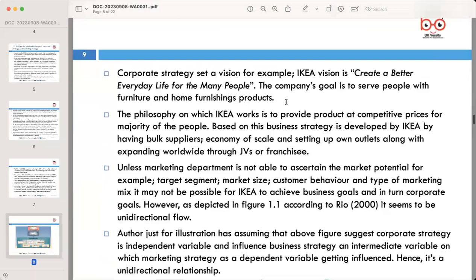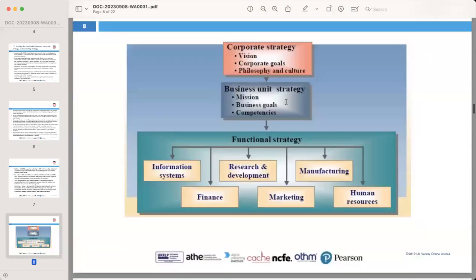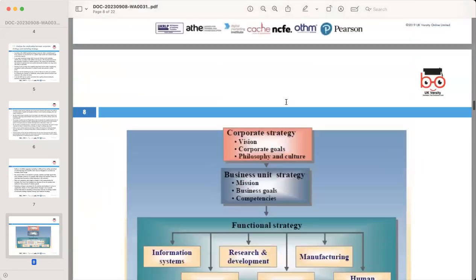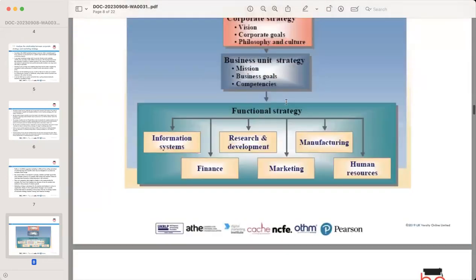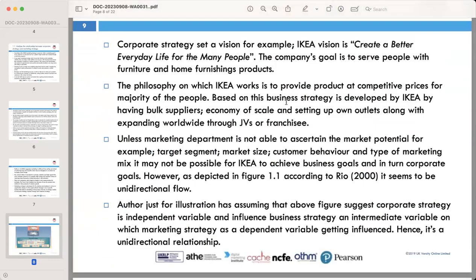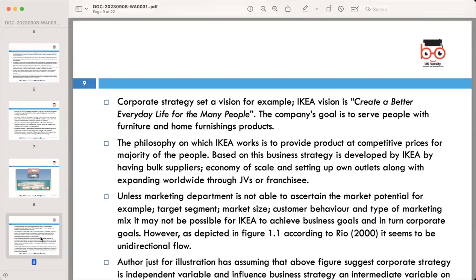So it is very essential to recognize that corporate strategy is often the independent variable influencing business strategy and subsequently marketing strategy, a unidirectional relationship. However, this doesn't capture the full complexity of the interaction. So any questions so far?